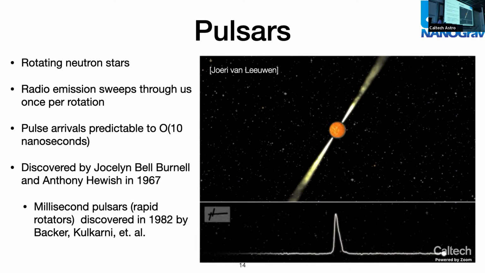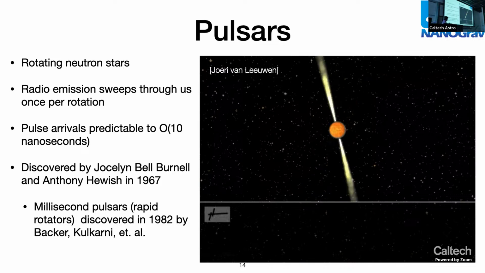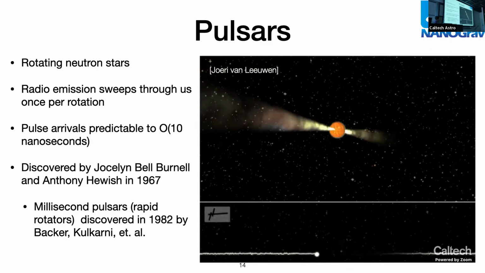So pulsars themselves are rotating neutron stars. Neutron stars are sort of the end of life scenario for some of the most massive stars in the universe. And these neutron stars have very high magnetic fields, and they're rotating very quickly, meaning that they're emitting quite a bit of radiation out of their poles. And depending upon the geometry, that radiation can sweep through us like a lighthouse. And every time that this pulsar rotates, we'll get some amount of radio emission that we can see.